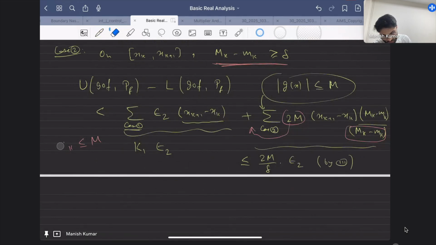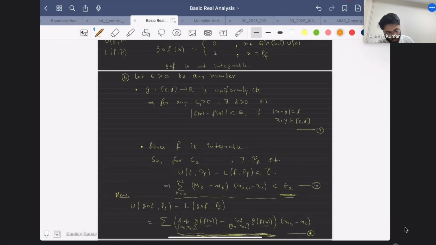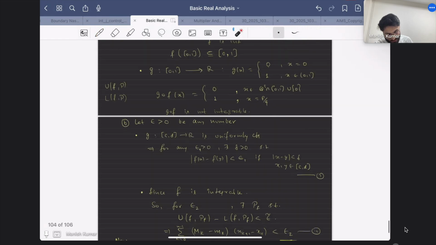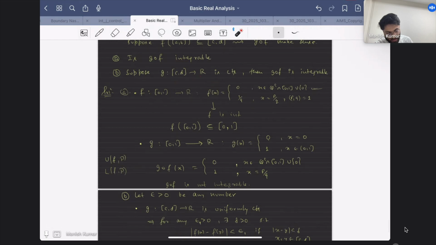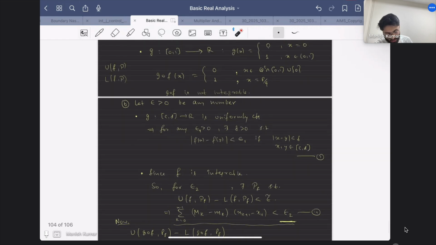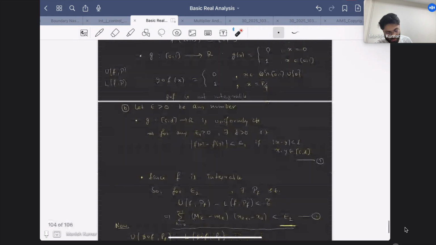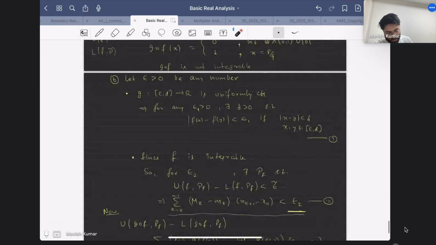So see, we have two things that have been given to us. The first thing is that g is given to be uniformly continuous. g is continuous and f is just an integrable function, nothing known about f. So what we did is, I know that I have to prove that for some partition this is very small. This is our aim. So I chose some small number epsilon. Now I know that g is continuous, so g is uniformly continuous because this is a compact set.